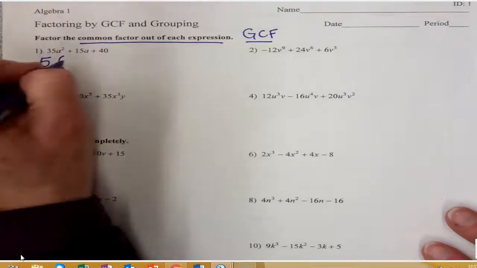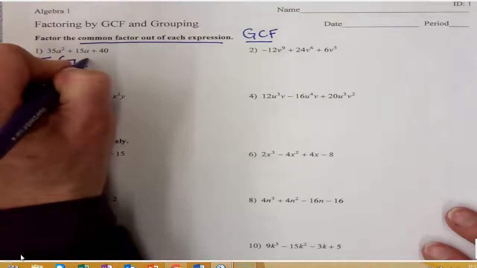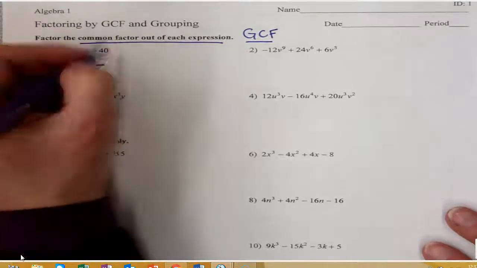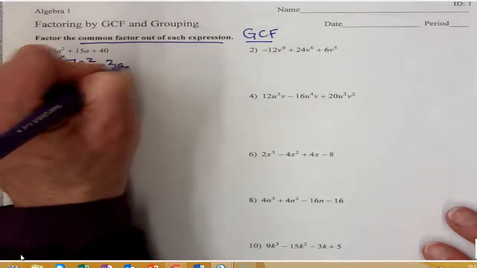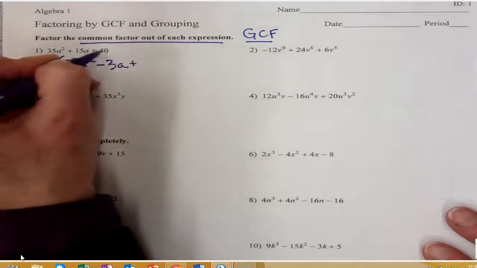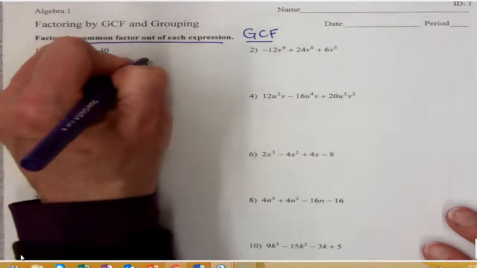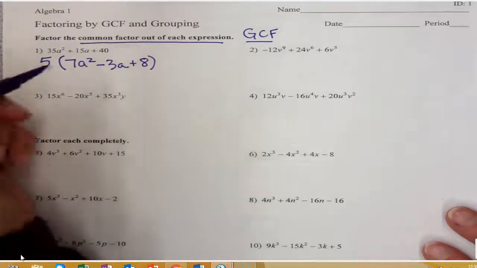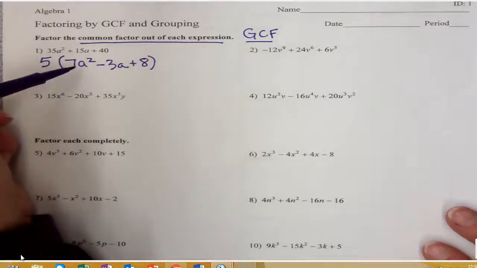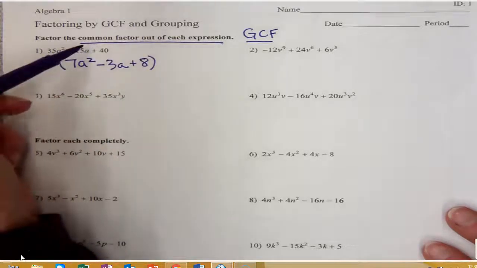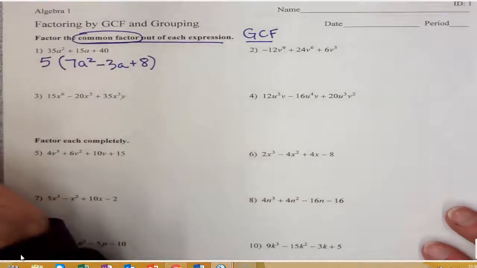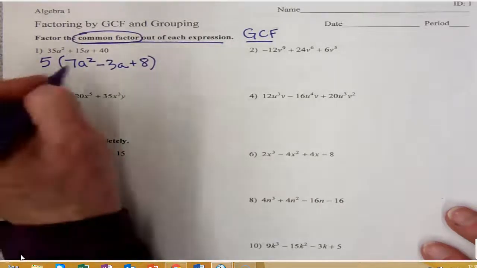So when I factor out a 5, I'm left with 7a squared minus 15a divided by 5 is 3a plus 40a divided by 5 is 8. Now you know we can go forward and factor this smaller. However, we're not asked to do that. All it's asking is to factor out the common factor, the GCF. So that's my answer.